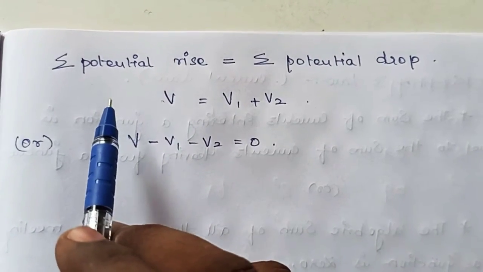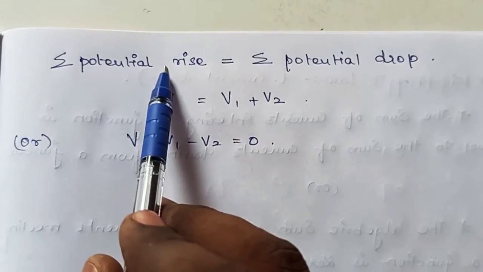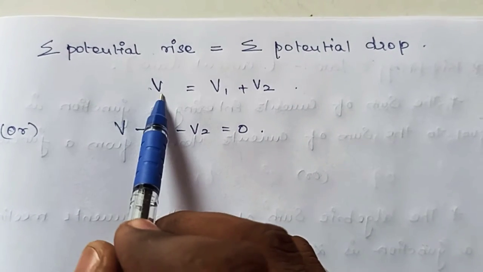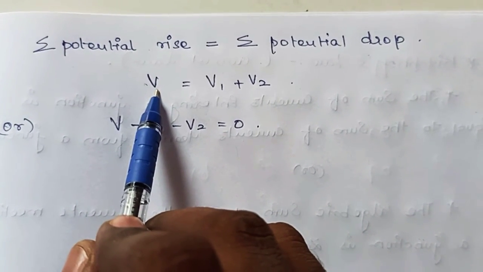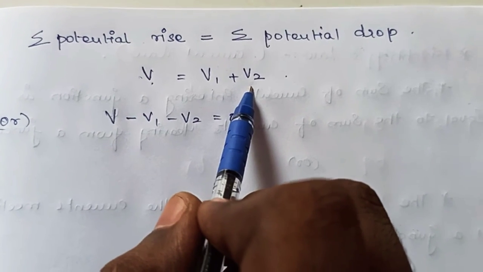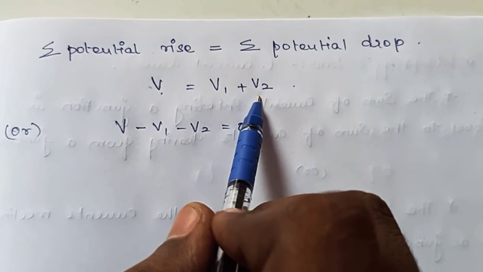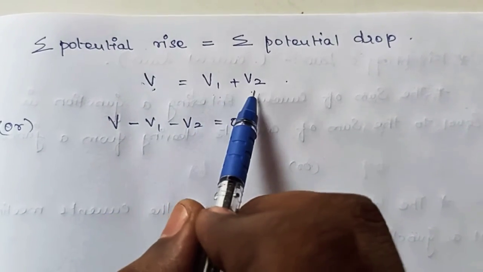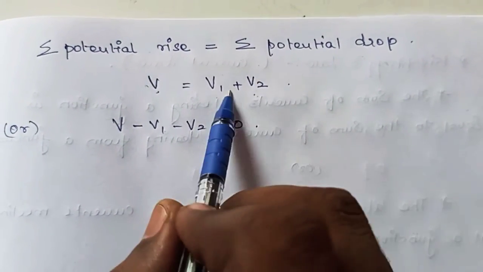Now applying Kirchhoff's voltage law, the sum of potential rises is equal to the sum of potential drops. V is the potential rise, that is the source, and V1 and V2 are the two potential differences that drop the voltage from the given source voltage. So V1 and V2 are the two potential drops.